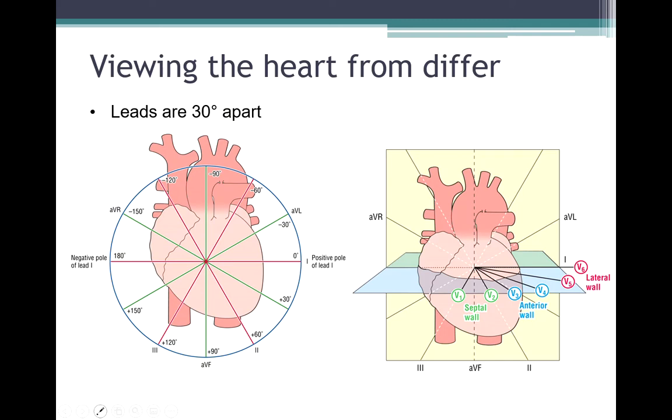And that's something that we're going to do in lab, is we're going to be looking at some of the limb leads and analyzing one of our rhythms to identify some of that PQRST complex. Let's take a look.